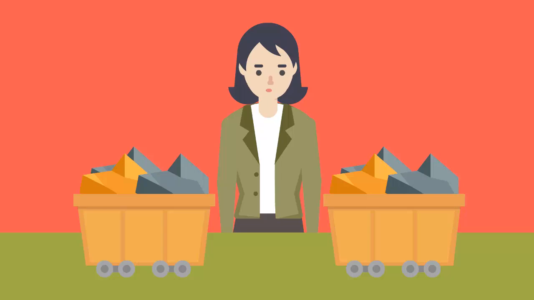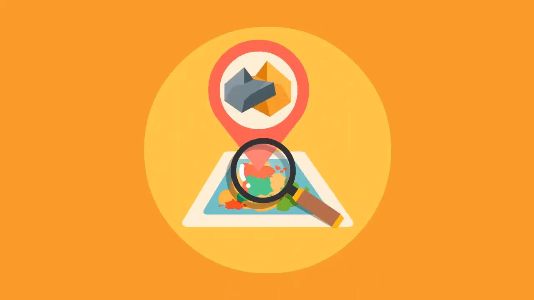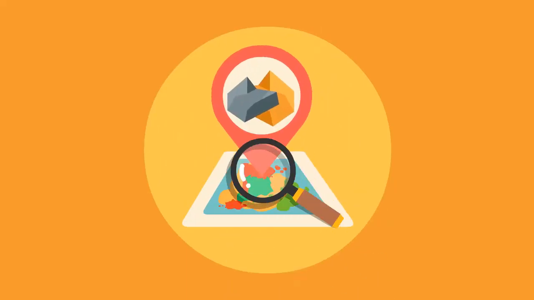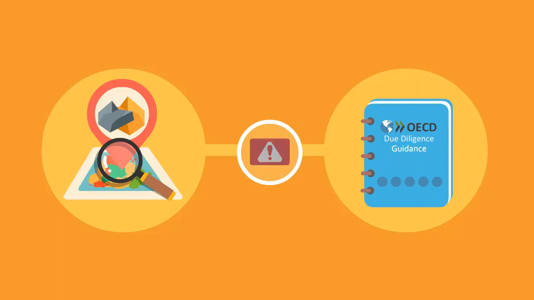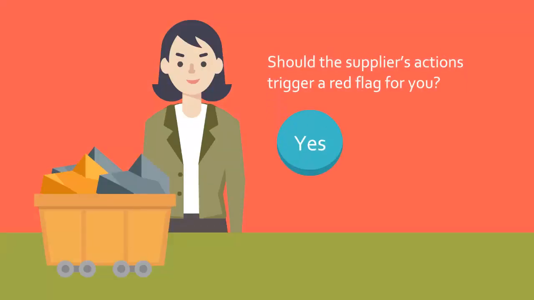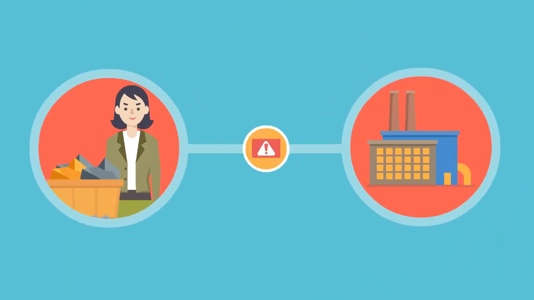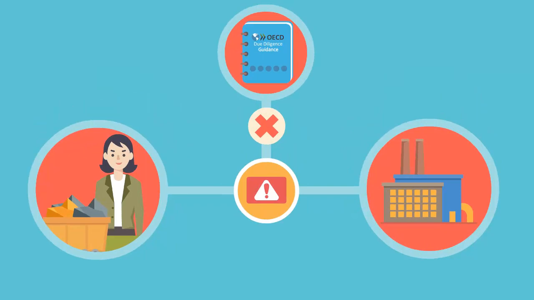Now let's go back to that supplier who mixed other materials into the order without telling you. You don't have any evidence linking the material or supplier to a high-risk area, so it doesn't trigger any of the OECD's red flags. Should the supplier's actions trigger a red flag for you? A supplier providing deceptive information should trigger a red flag, even though it's not one of the OECD's red flags. That's why your policy should also include your own red flag definitions.